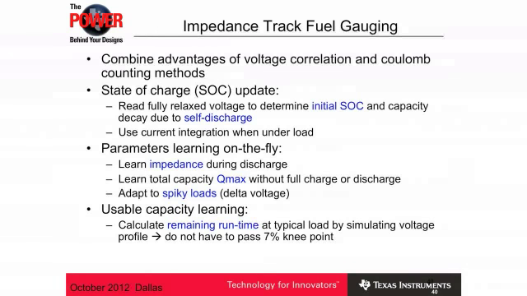We can do state of charge updates whenever the cells are relaxed. So self-discharge is no longer a guess. Self-discharge becomes something we measure and correct for. We can learn the impedance. We don't have to model what this impedance is going to be doing over the lifetime. We actually measure it every time we have a valid discharge.